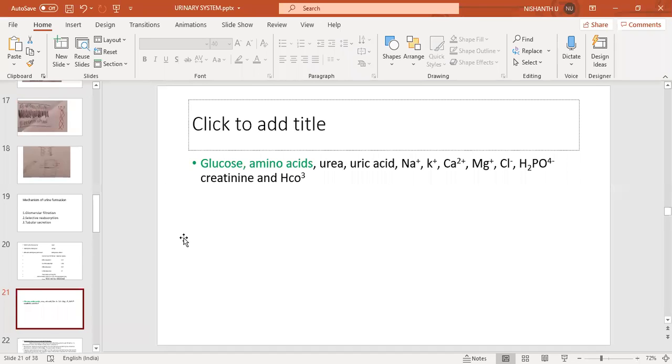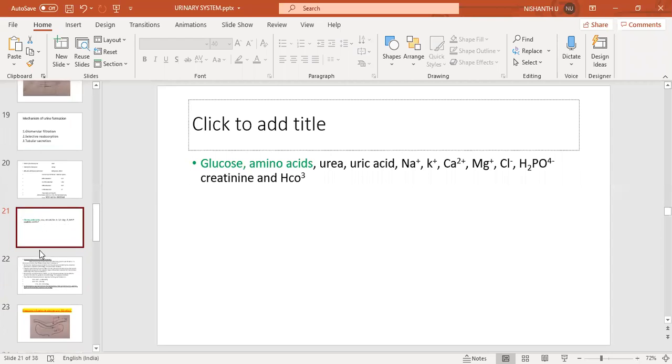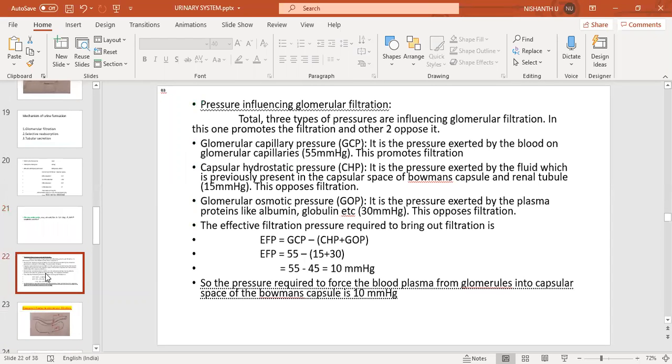That you are going to study today. Okay, next slide. Before going through, you should understand what filtration takes place in the glomerulus, and what the size of the molecules is. Also, you are able to understand.